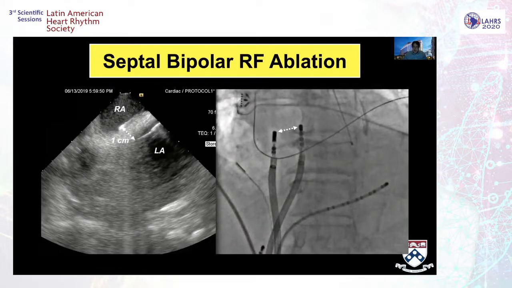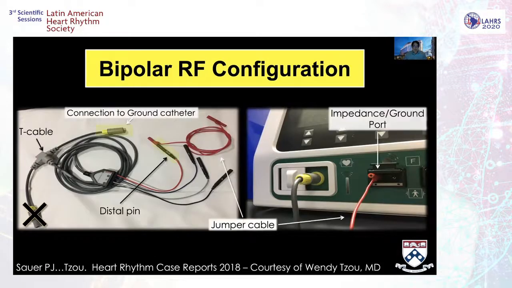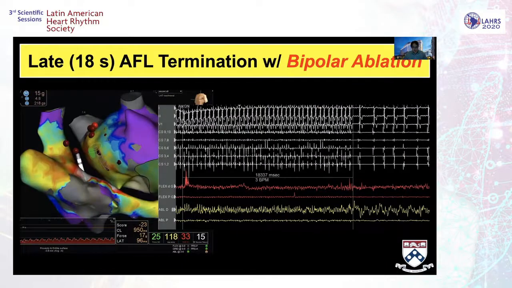This is guided by the results of entrainment mapping, and radiofrequency energy is carefully titrated under direct ICE imaging at the selected septal sites. In this case, a bipolar application of 30 to 40 watts, as you can see here, and I'll show the setup later, 30 to 40 watts in flutter, resulted in slowing and termination within 18 seconds. And typically, at this point, we do extend ablation for a full 60 seconds at these sites.